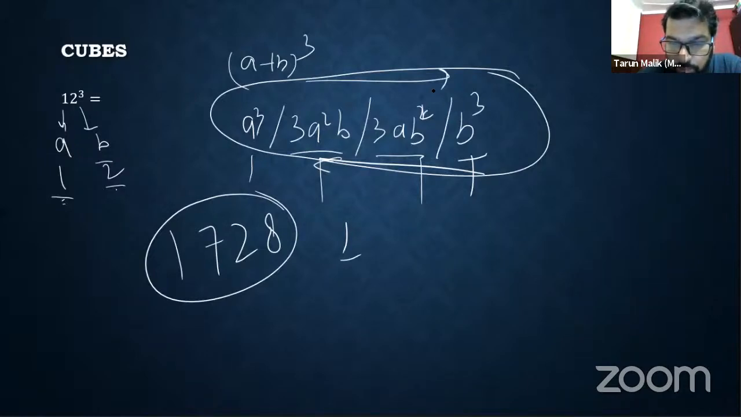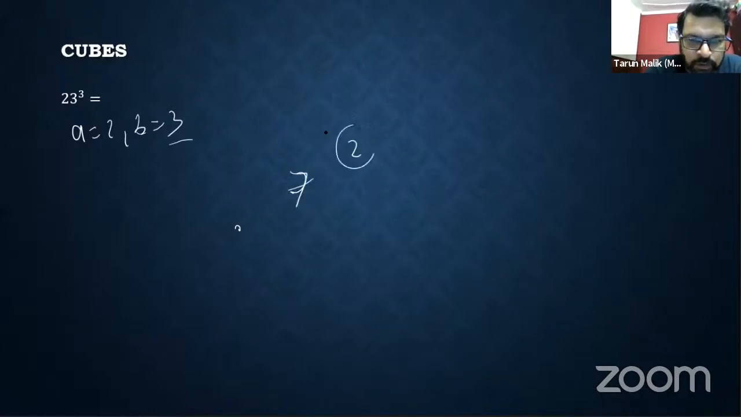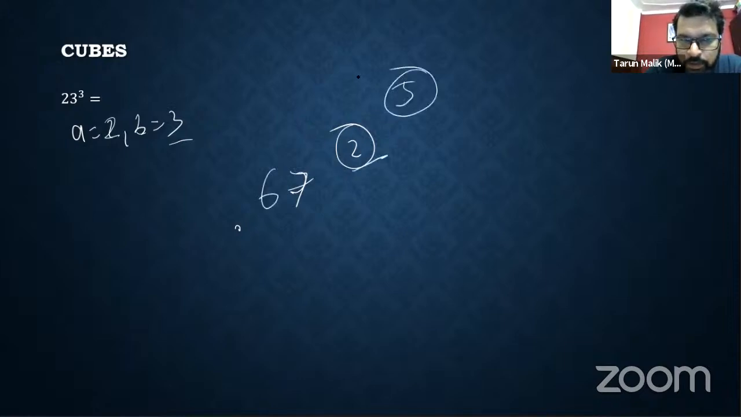Right, I'll give you another example, no problem. 23 cube. So A is 2, B is 3. First I will do B cube. 3 cube is 27. So 7 will be there, 2 is carry forward. Then 3AB square. 3 into 2 into 9. 3 into 2, 6 into 9 is 54. Plus 2 is 56. 5 carry forward. Then 3A square B. 3 into 2 square into 3. 3 into 4, 12 into 3 is 36. Plus 5 carry forward gives you 41. 4 carry forward. Then A cube, that is 2 cube. Plus 4 is 12.